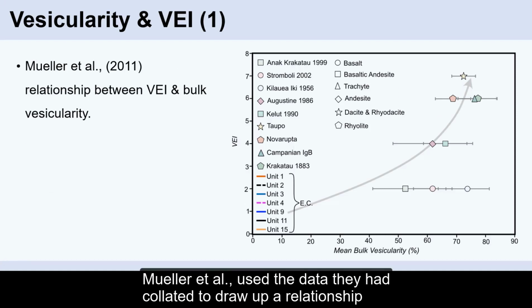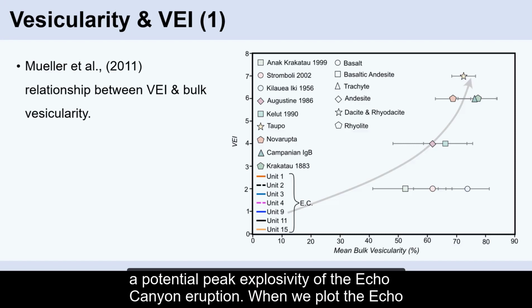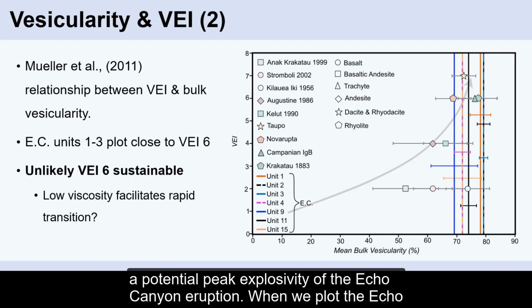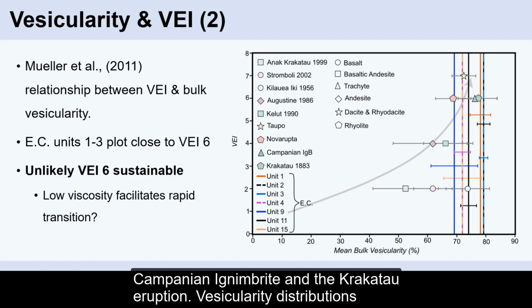Muller et al. used the data they had collated to draw up a relationship between mean bulk vesicularity and VEI. We used this to place some constraints on the potential peak explosivity of the Echo Canyon eruption. When we plot the Echo Canyon deposits, we can see that units 1 to 3 align closely with that of the Campanian ignimbrite and the Krakatoa eruption.